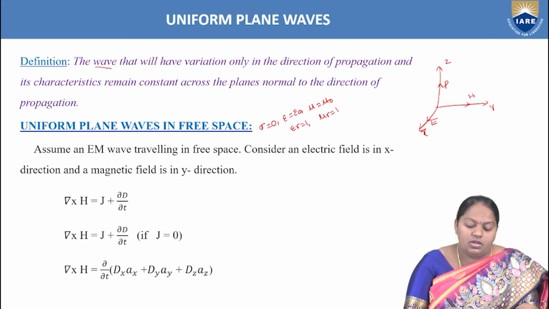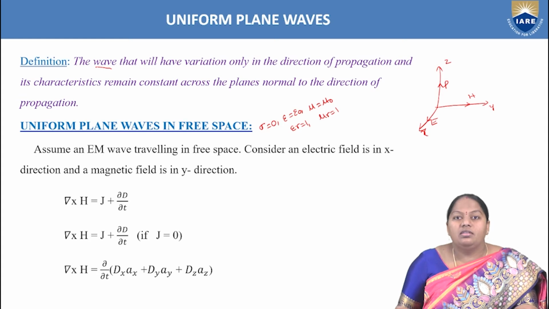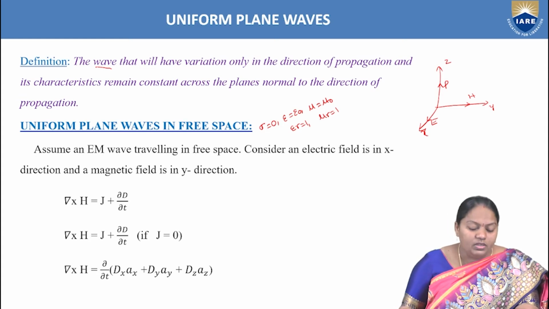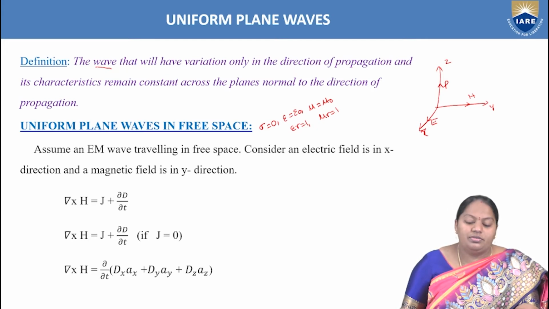Hence, sigma equals 0, epsilon equals epsilon naught and mu equals mu naught are the three important characteristics for the uniform plane waves propagating in free space medium. Keep these in mind for the free space medium characteristics. Now, we are going to analyze the wave propagating in free space medium, from which we are going to derive the electromagnetic wave equation or uniform plane wave equation.